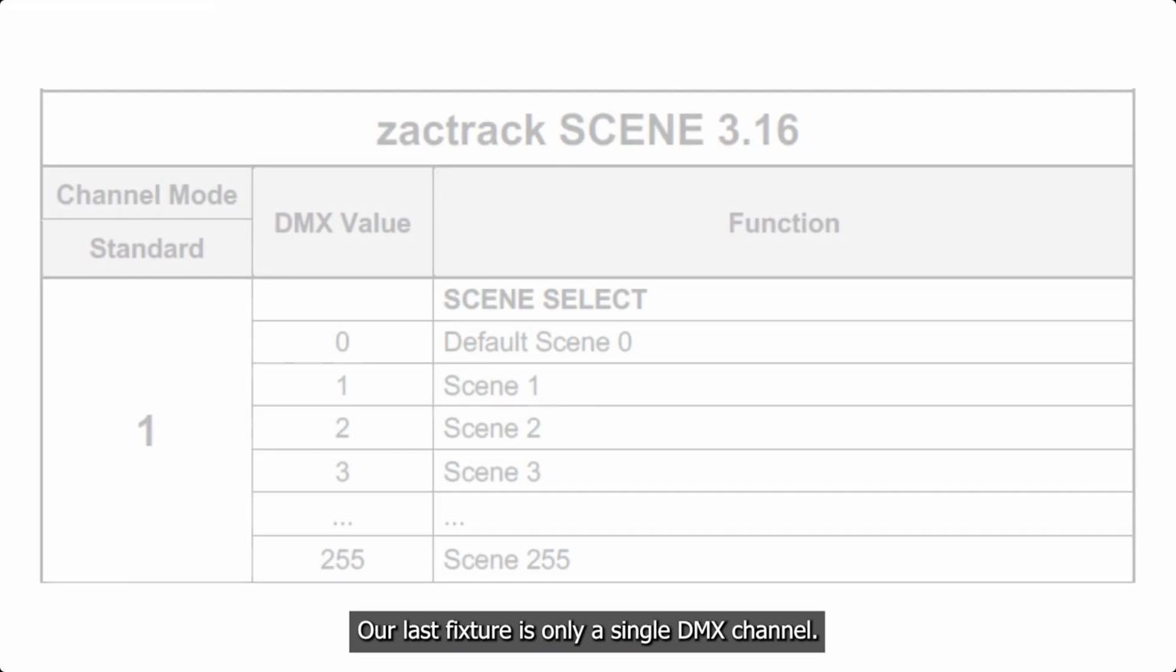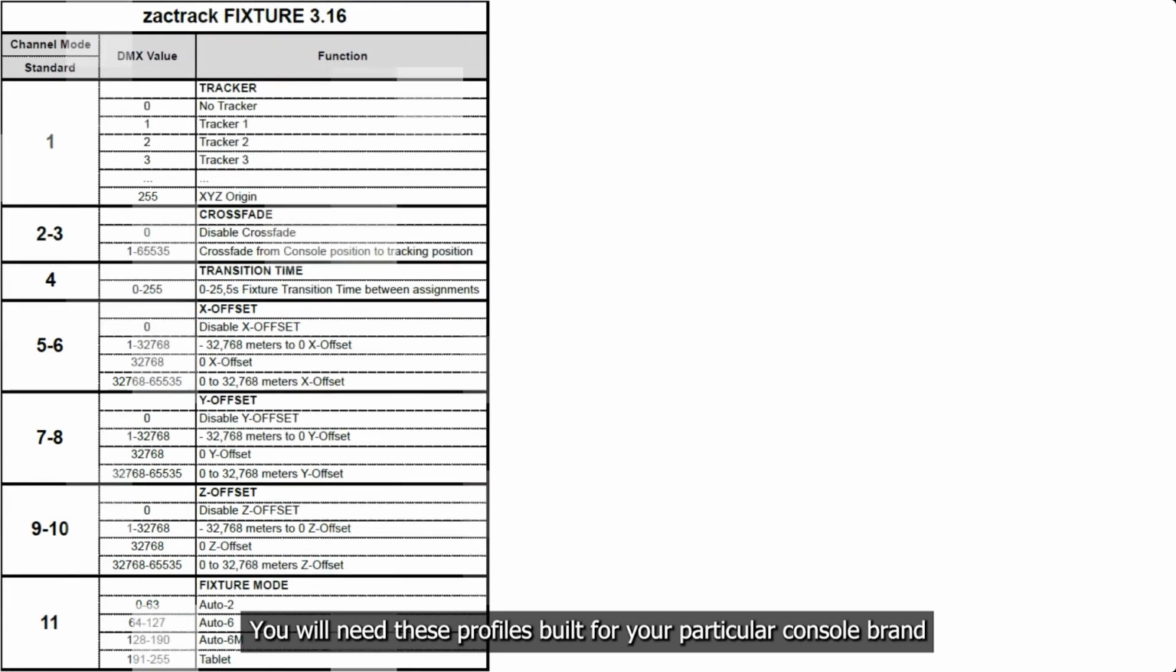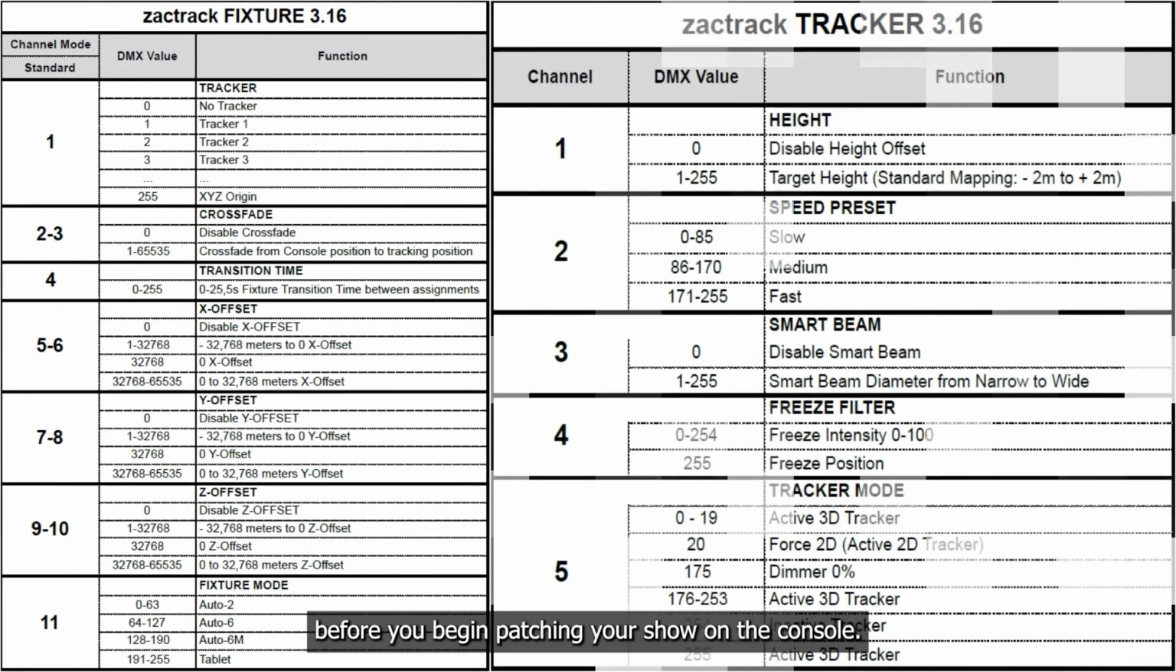Our last fixture is only a single DMX channel. It is the zack scene, and is used to toggle between different auto function scenes during the show. You will need these profiles built for your particular console brand before you begin patching your show on the console.